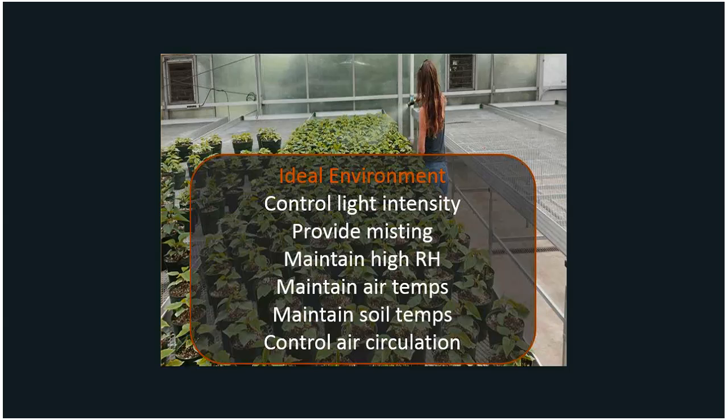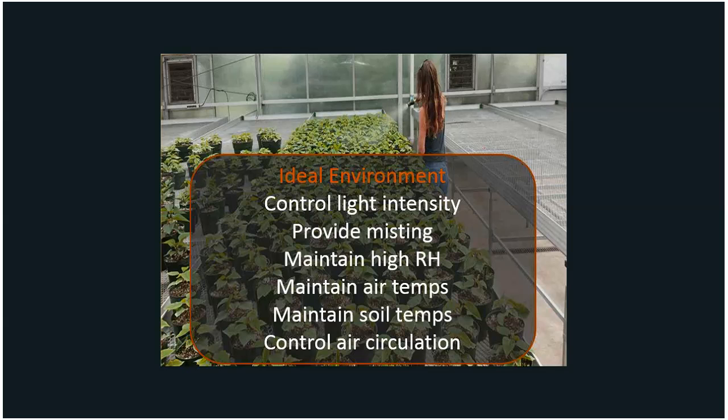Now these are going to be our ideal environment conditions. Now some of these we'll be able to control, some we won't. This is our ideal scenario. So in our ideal scenario, we would be able to control our light levels, our humidity content, our temperatures, both air and soil temperatures, and our air circulation.